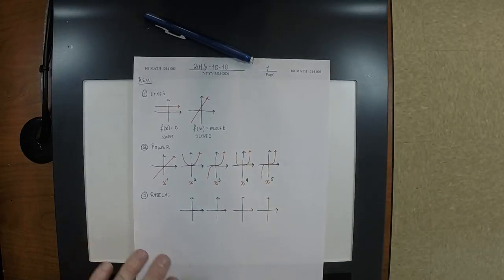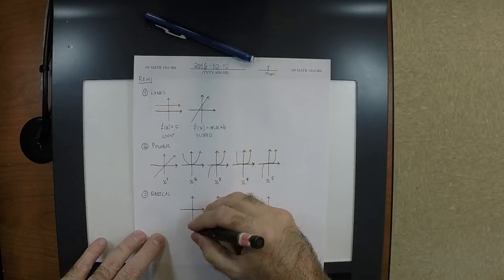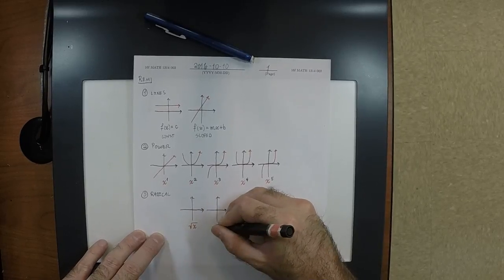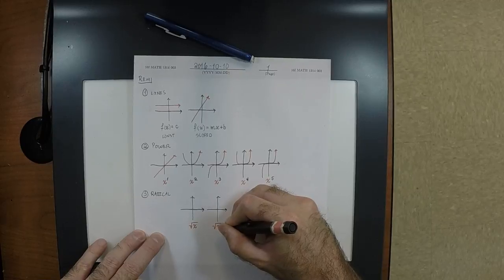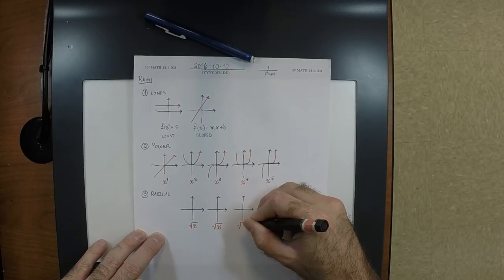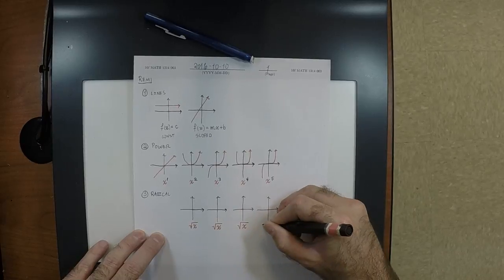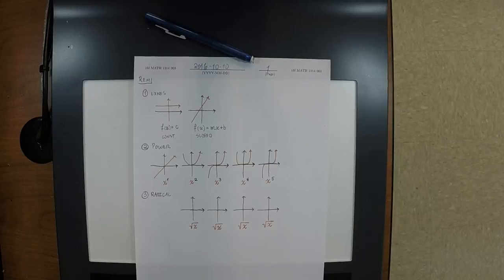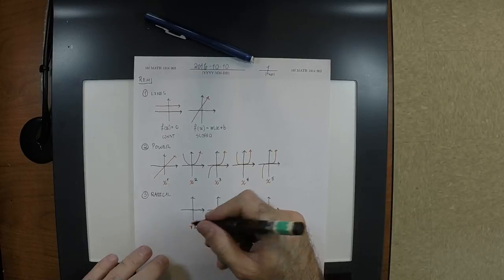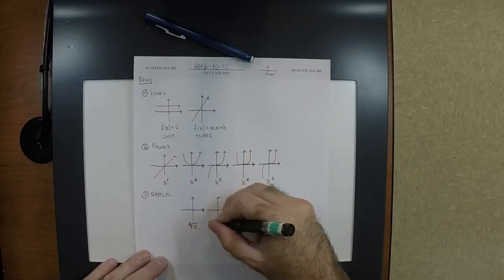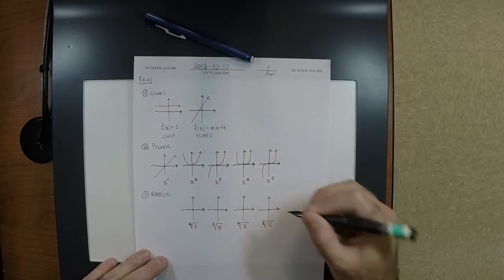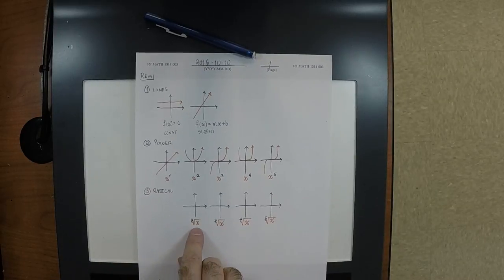So all of these will be a radical of x. Radical x, radical x, radical x, radical x. And what will change is the specific radical. So this is 2, 3, 4, 5. So, I'm calling this second radical, but what's a far more common name for this?